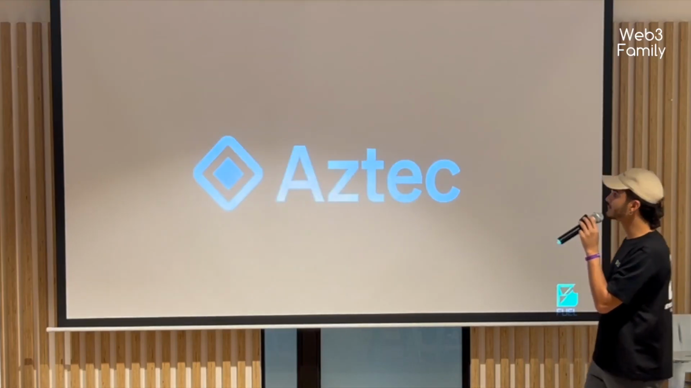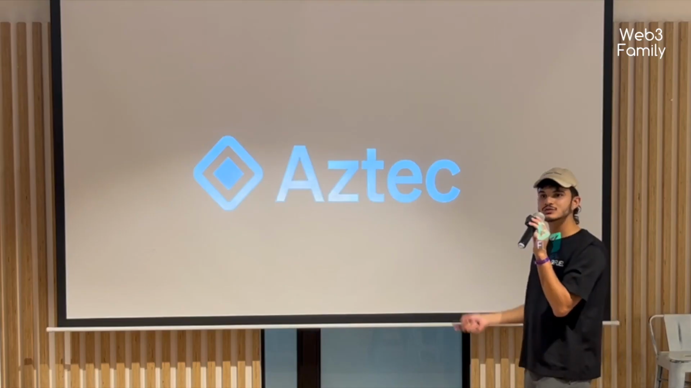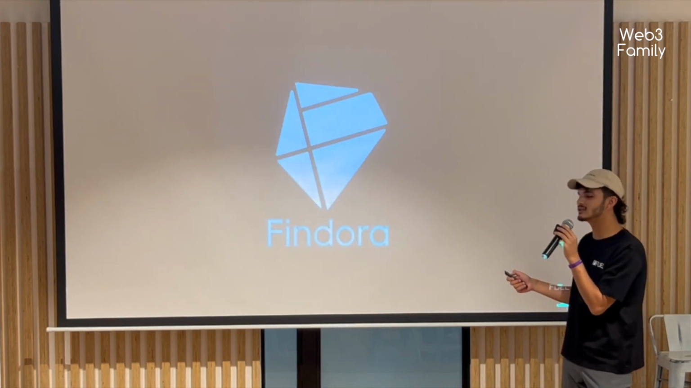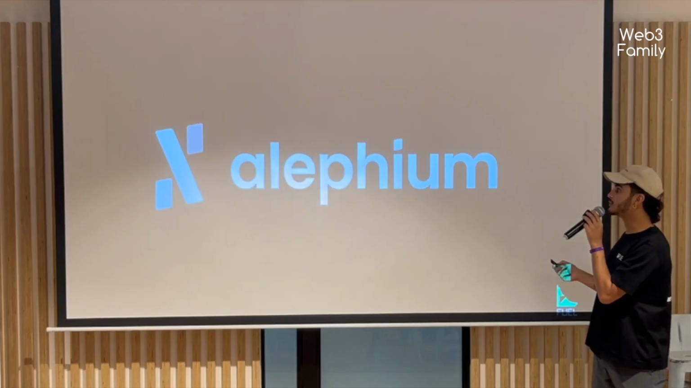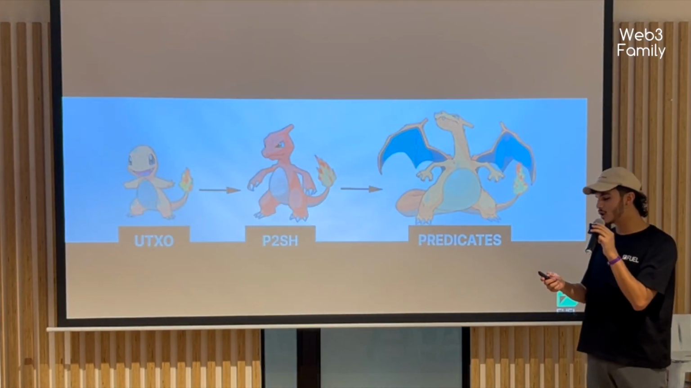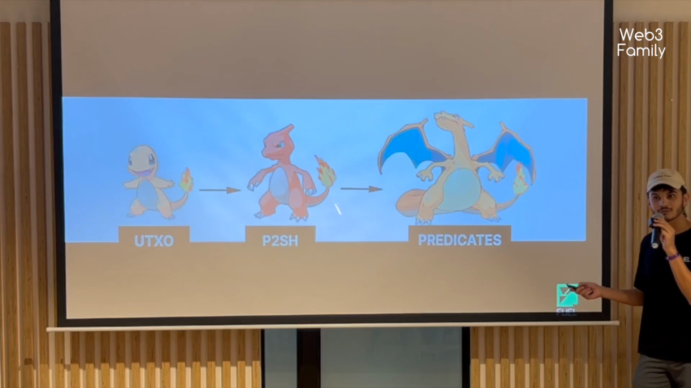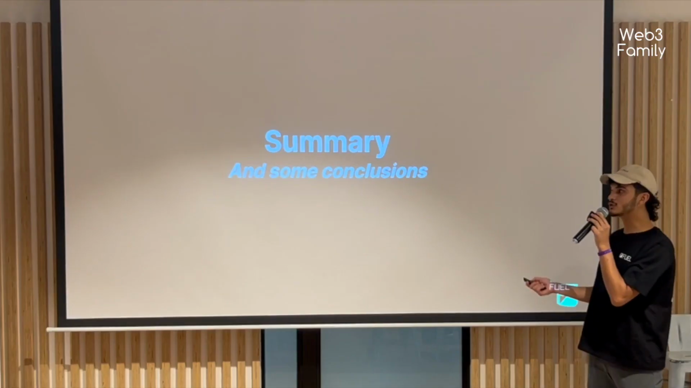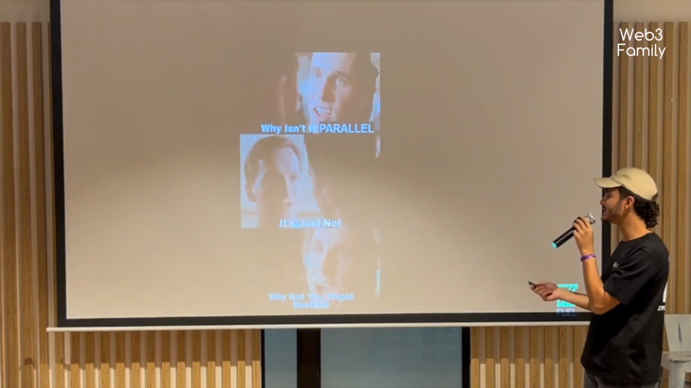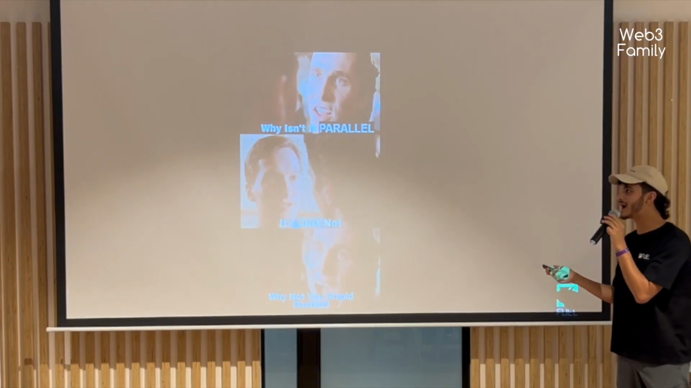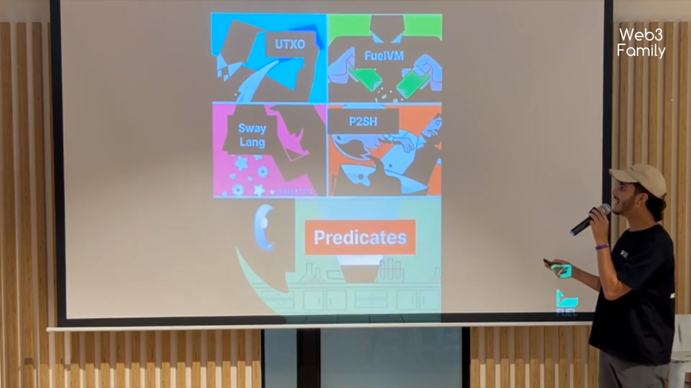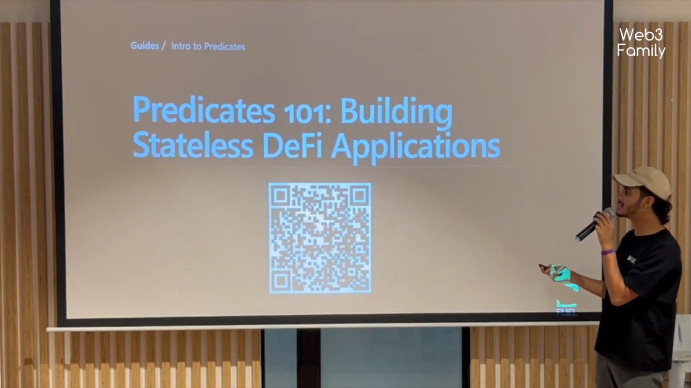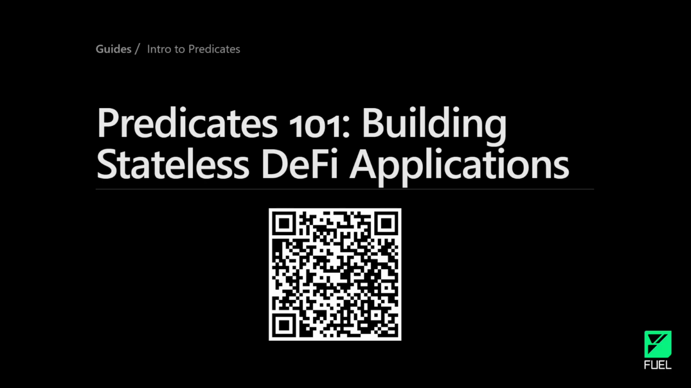And as a bonus track, some VMs using UTXO. You have Aztec, you have Nervos, which is an intent-based network, you have Findora, and you have Alephium. All of these are using UTXO, but only Fuel is using predicates. So some conclusions. State bloat is an issue. Ethereum is not parallel. UTXO is really good. And you have this amazing mix, which is predicates. If you want to start building a state-minimized application, come to this link. And thank you so much for coming.